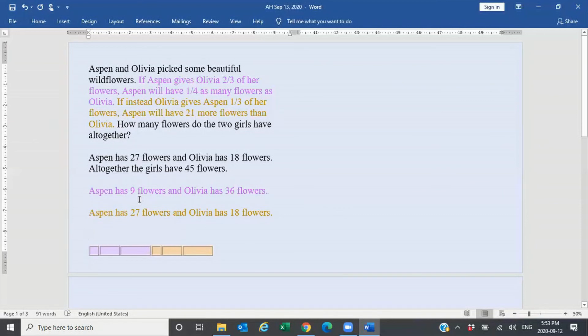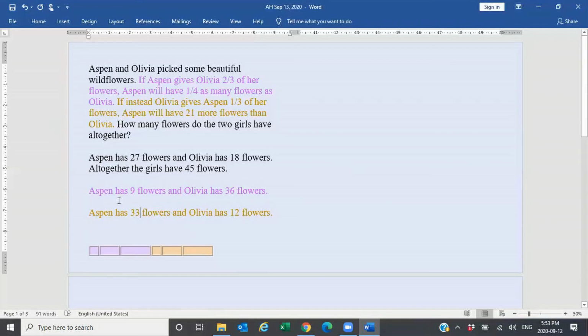Olivia. All right, so Olivia has 18 flowers. 1/3 of 18 is 6, because 18 divided by 6 is 3. So each third represents 6. I will take away 1/3. 18 take away 6 is 12. Now we will give 6 to Aspen. And that is going to be 33.